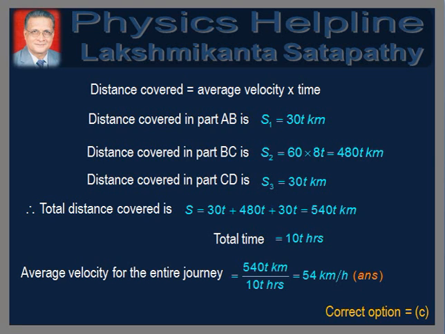It may be noted that the total distance covered can also be calculated from the area under the VT graph. Now, the total time of journey is equal to 10t hours. Therefore, the average velocity for the entire journey is equal to total distance divided by total time, which is equal to 54 kilometers per hour. Therefore, the correct option is C, which is the answer to question 2.